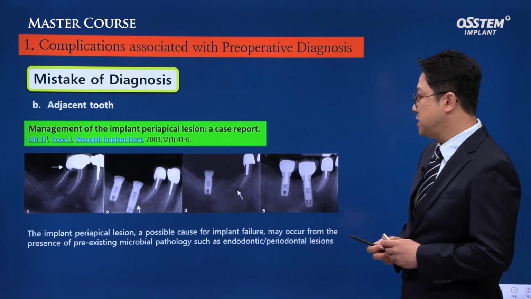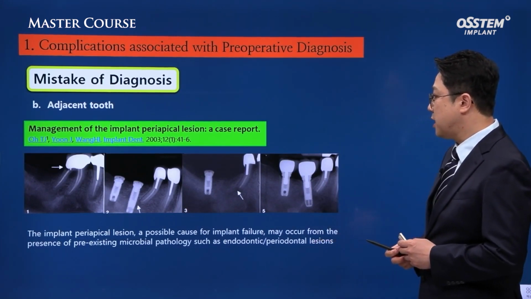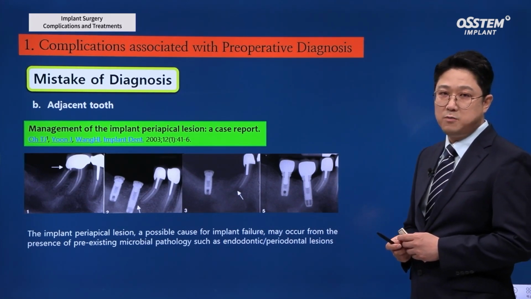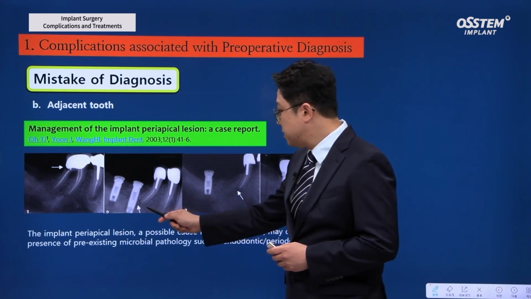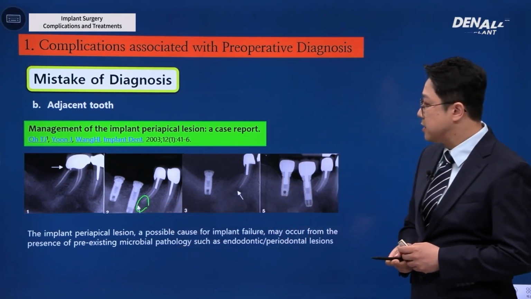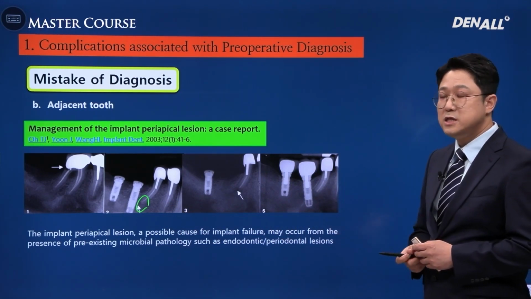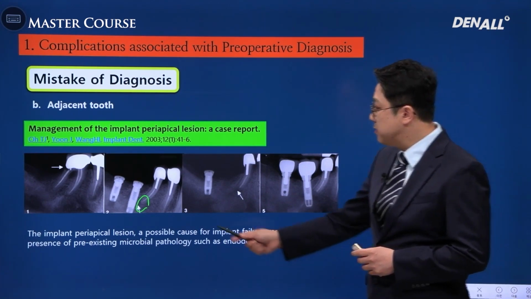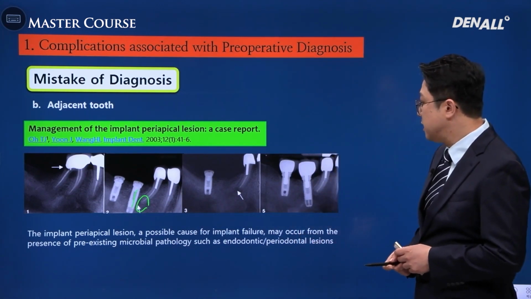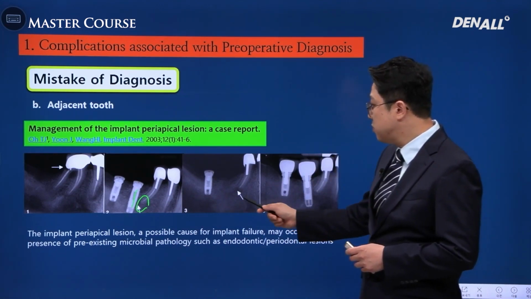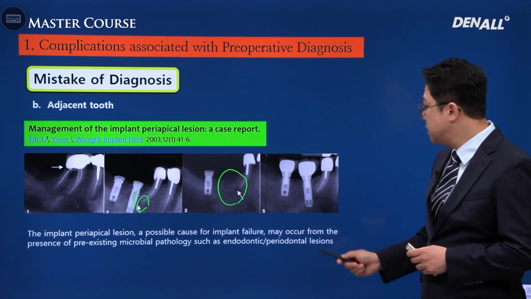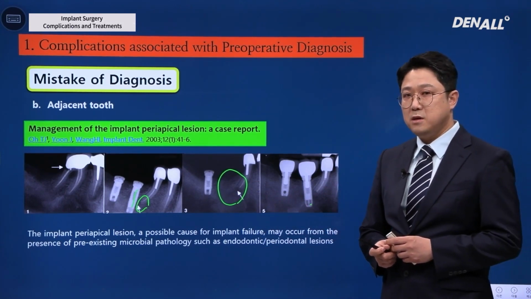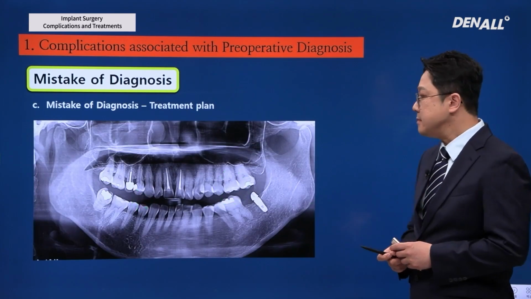In this case, there was an apical lesion in the adjacent tooth, and as the implant was placed, due to surgical trauma, it was exacerbated. You cannot really see it in the X-ray image, but on the mesial side, on the apex side, you can see that there's a lesion due to surgical trauma. It can be exacerbated, and because of this issue, the implant had to be removed and apical incision needed to be made to place the implant. Assessment of adjacent teeth is very important.